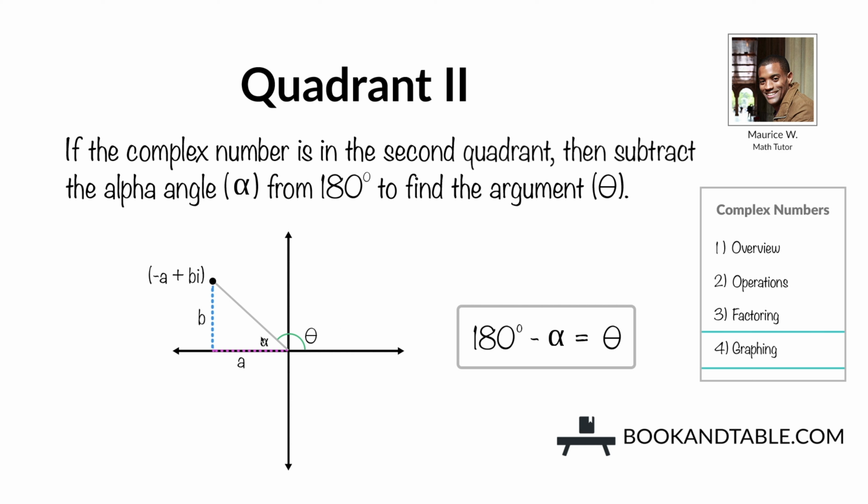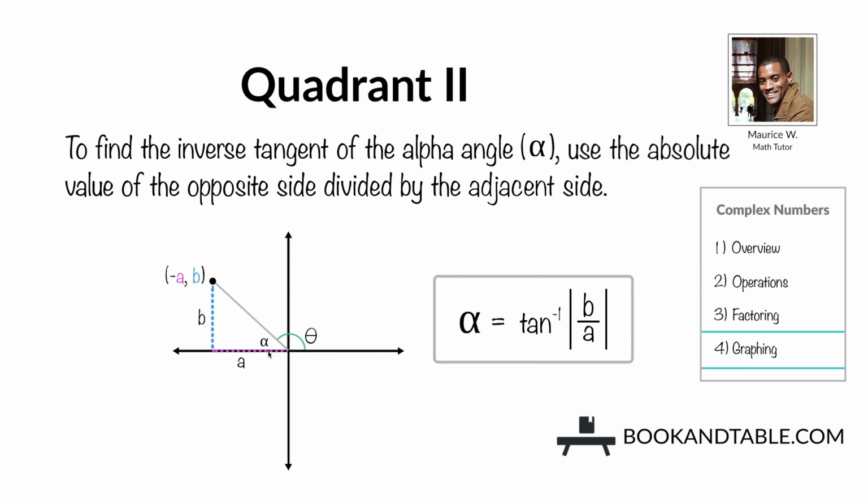Calculating alpha, we'll still use the inverse tangent, or the opposite side over the adjacent side, to figure out what alpha is, just like we did in quadrant 1 for theta. Except here we'll calculate alpha and then subtract it from 180 degrees. Now, one more thing to note. To find the inverse tangent of the alpha angle, use the absolute value of the opposite side divided by the adjacent side. In the second quadrant, the real number will be negative, but when you're using the inverse tangent, we're referring to the lengths of the sides. So although in the complex number the real number is negative, when we are calculating alpha, the adjacent side is going to remain positive, and the imaginary side will already be positive. So ignore the negative for the real number when you're calculating the actual angle.